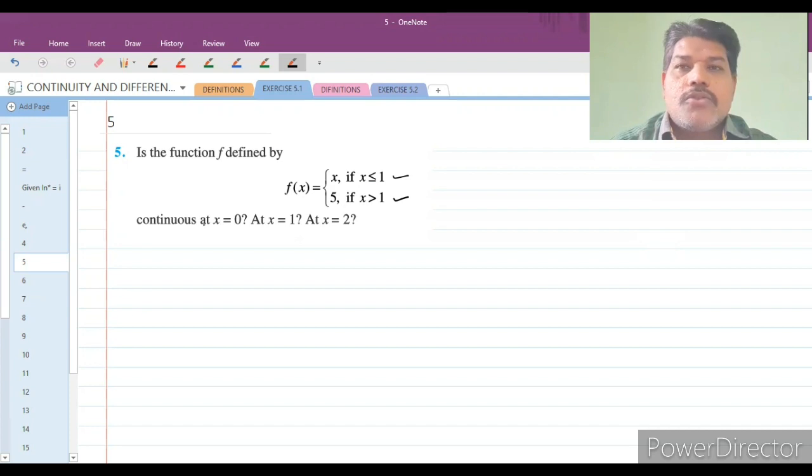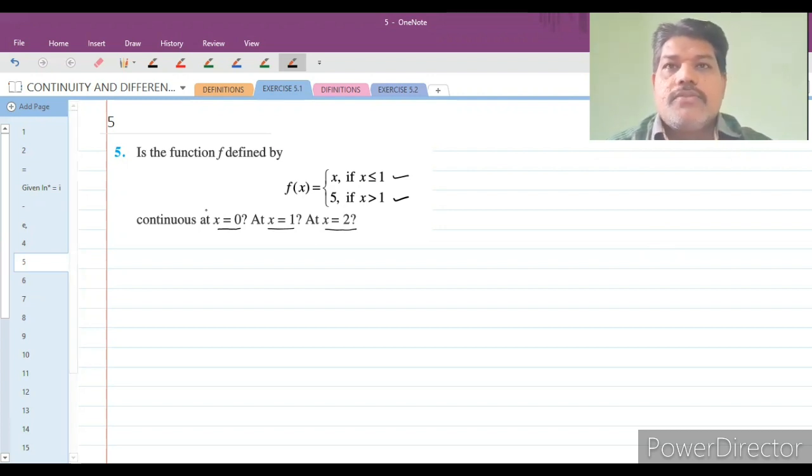Then what is the question? Is the function continuous at x is equal to 0, x is equal to 1 and x is equal to 2? For these 3 points they are asking, you have to check that the given function is continuous or not. If you want to check that any function is continuous at some particular point, compulsory we have to check that the function is defined or not.